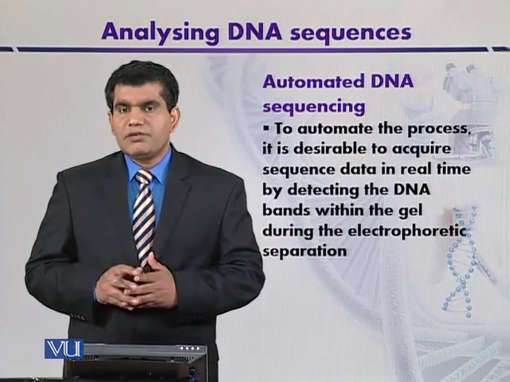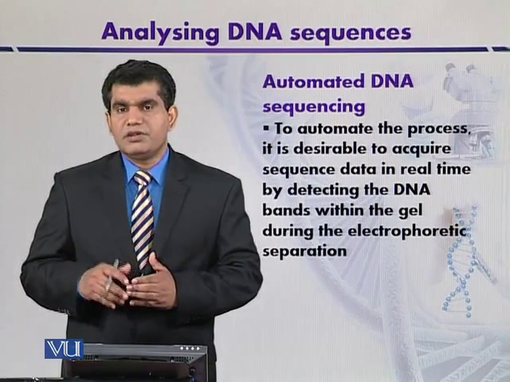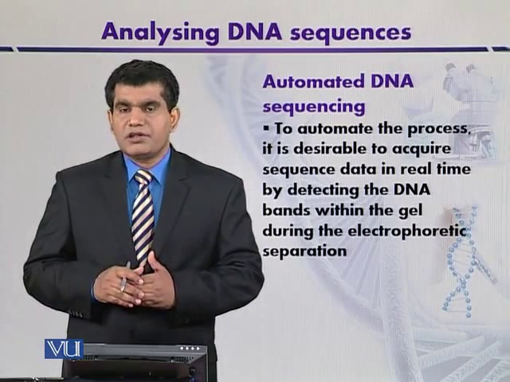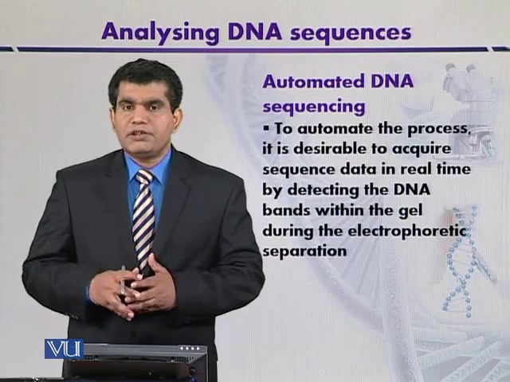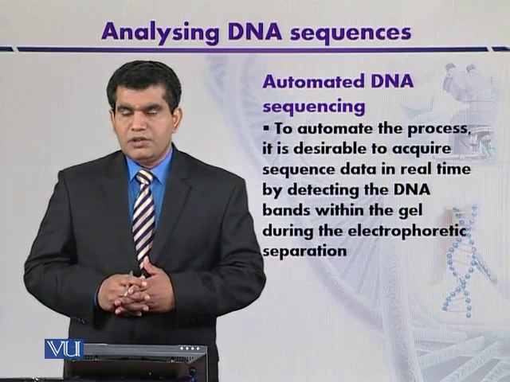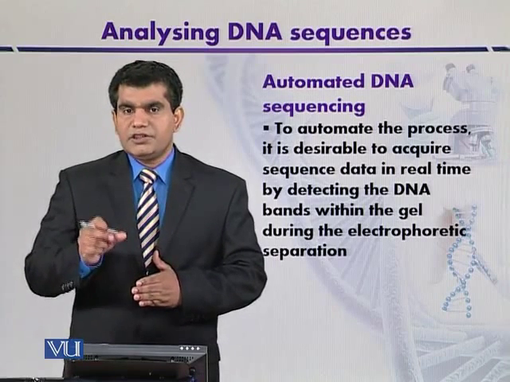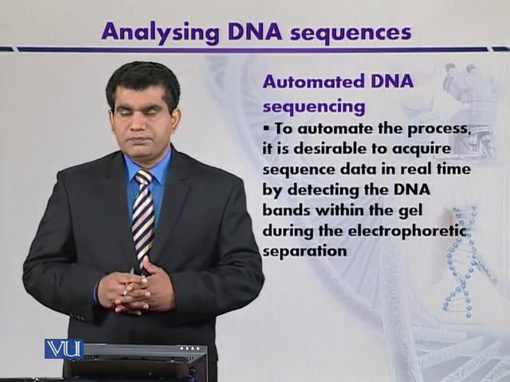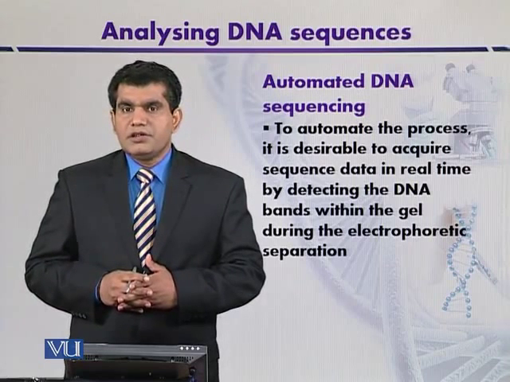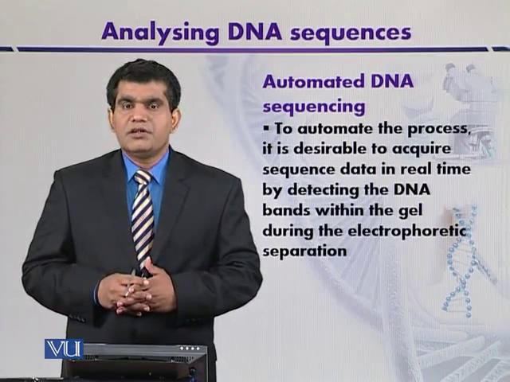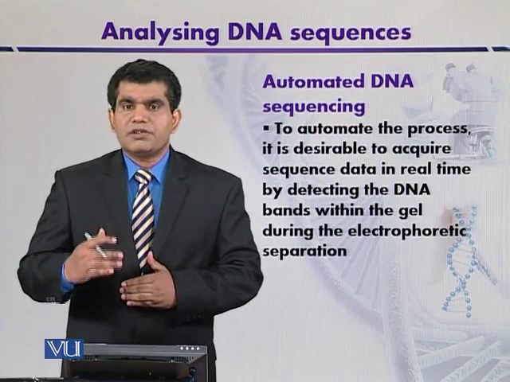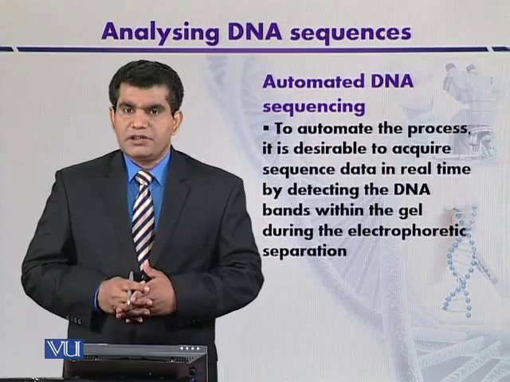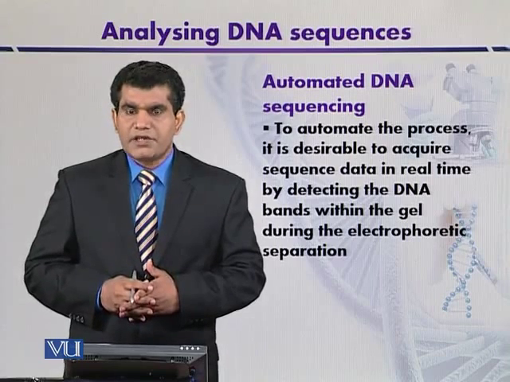So the detector will detect the emission of different dyes, and each emission that has a particular color belongs to a particular base. So in this way, by running within a single lane, the fragments can be detected. So here different lanes may contain different samples, so more samples can be run within a single slab of the gel. So this is one of the advantages of automated sequencing.